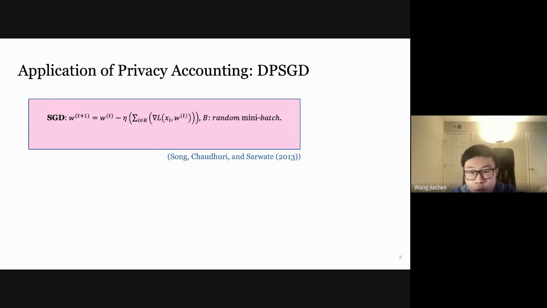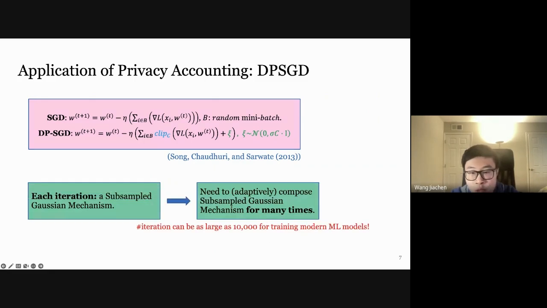A very important application of composition or privacy accounting is DP-SGD, or differentially private stochastic gradient descent, the workhorse behind private ML. DP-SGD is a modification of the standard SGD algorithm that introduces additional Gaussian noise to the calibrated gradient in order to guarantee differential privacy. For the most basic form of DP-SGD, each individual gradient update can be viewed as a subsampled Gaussian mechanism, and we need to analyze the overall privacy cost of composing the subsampled Gaussian mechanism many times. The number of iterations can be as large as 10,000 for training modern ML models. Therefore, we need privacy accounting to tightly bound the privacy leakage.